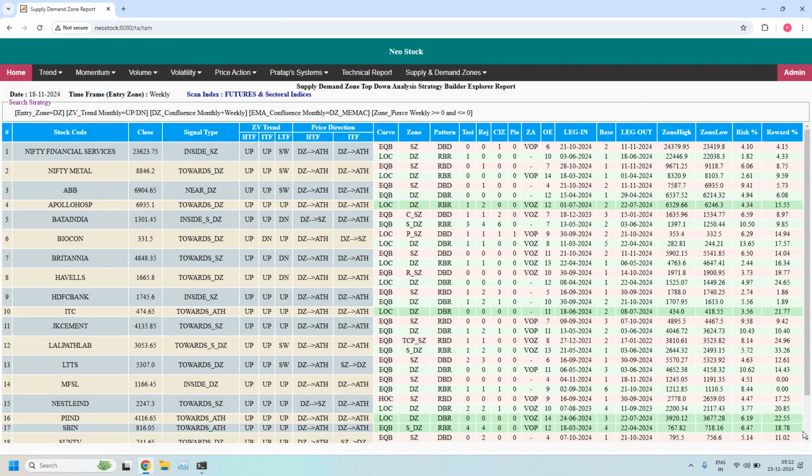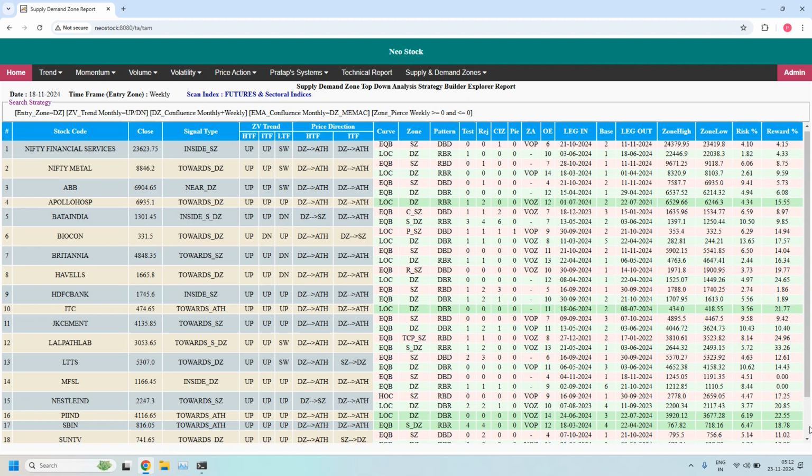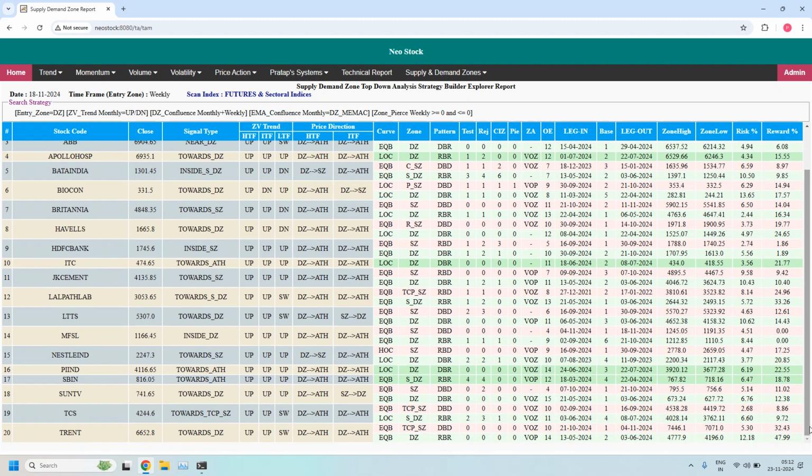Because these stocks are having confluence, they can be used. Monthly trend is up, you can go for bullish trade setup. Down, you can go for a counter trade setup related. That kind of plans you can do. But all these stocks are having confluence. Scrolling the list, total 20 stocks are filtered.